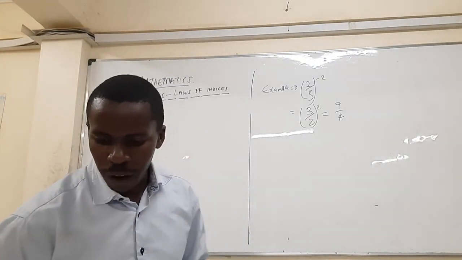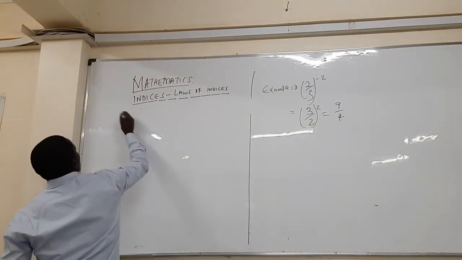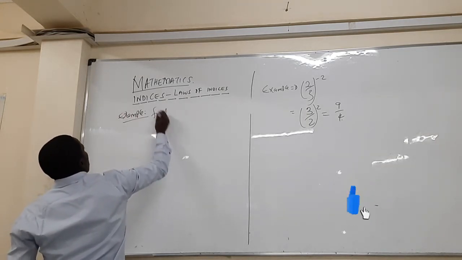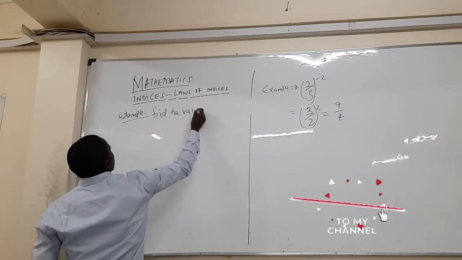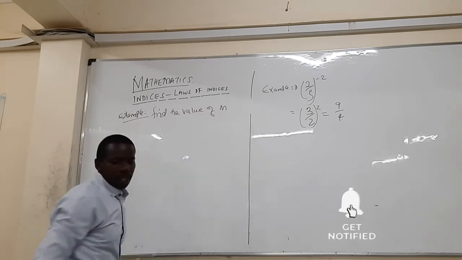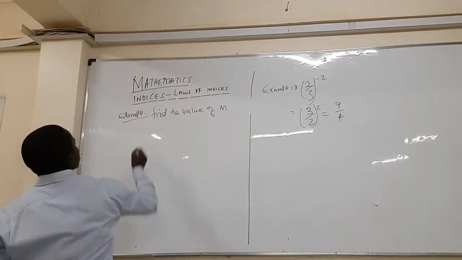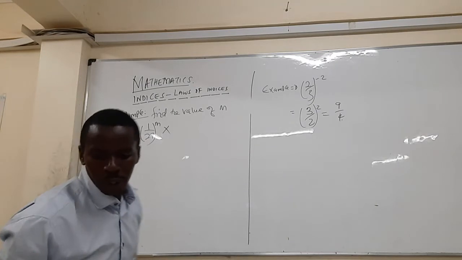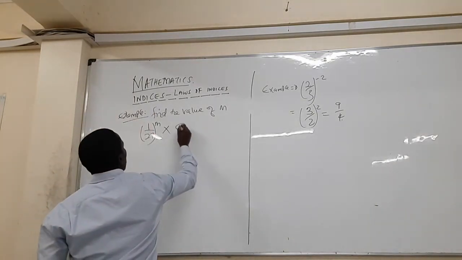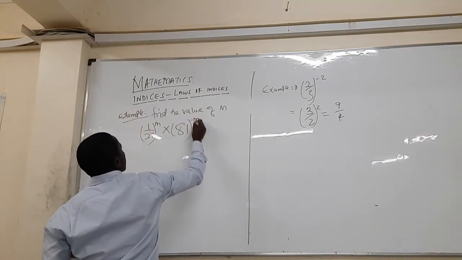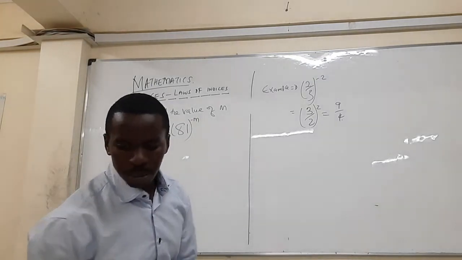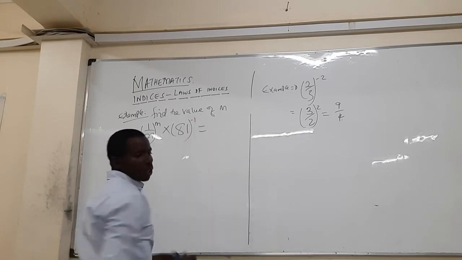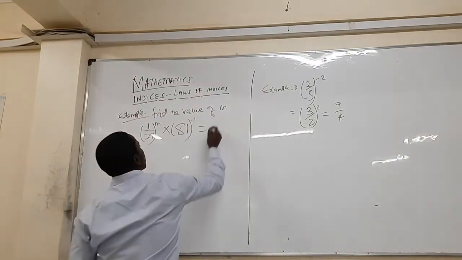Find the value of m in (1/27)^m times (81)^(-m))^(-1), sorry, is equal to 243.